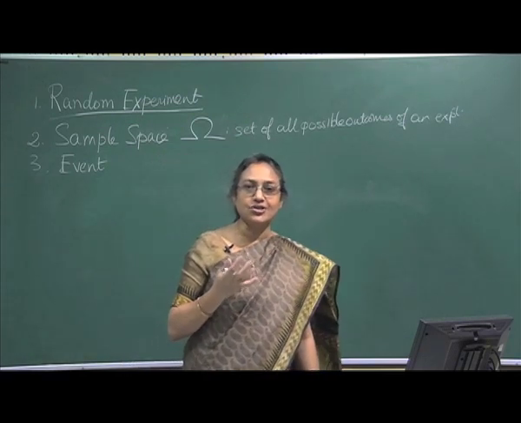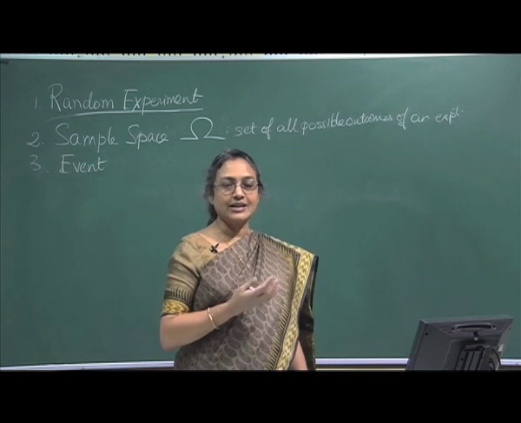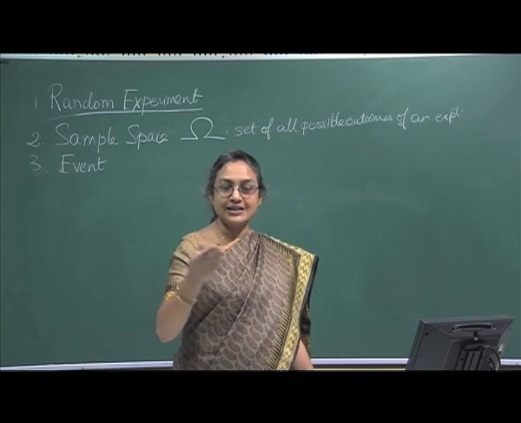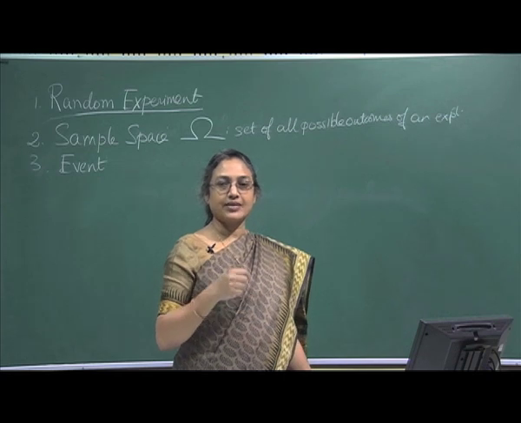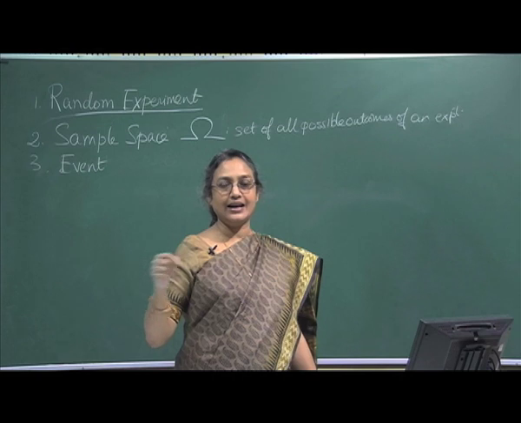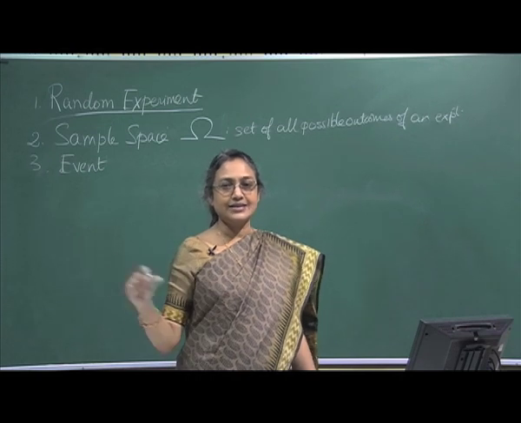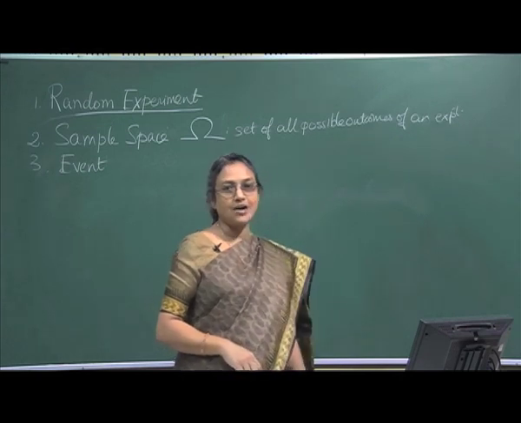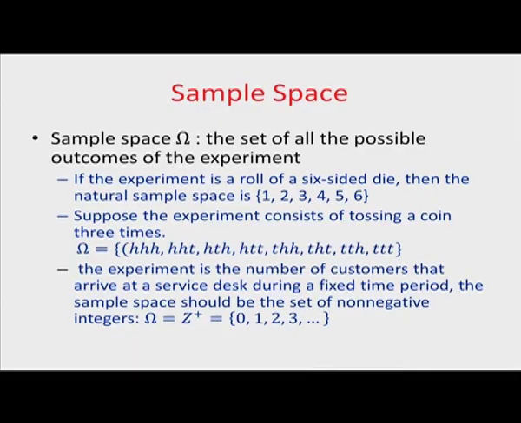Suppose your experiment is tossing 3 coins. What are the possible results of these 3 coin tosses? They can be head, head, head; head, head, tail; head, tail, head; head, tail, tail; and so on. Like this, there are 8 possible outcomes. So, this is what we mean by a sample space.